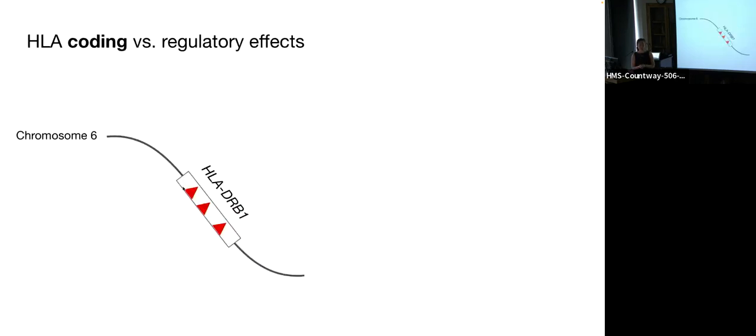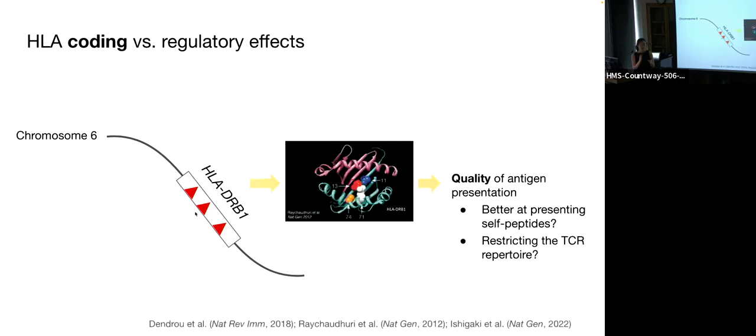So the first is that there are coding changes in the body of the gene itself that lead to amino acid changes in the HLA molecules. So that changes the protein structure. So you can see here some example variations in HLA-DRB1. Maybe they lead to changes in the DRB1 protein, and that affects the quality of antigen presentation. So maybe certain alleles are better at presenting self-peptides or restricting the TCR repertoire. And there's been a lot of work studying this.